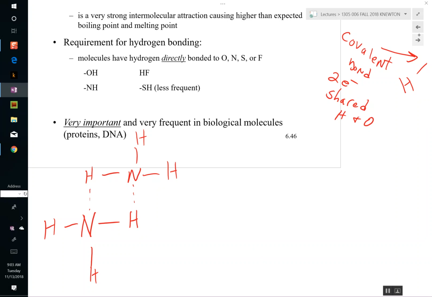Okay, molarity. Any questions about that? That's hydrogen bonding. So whenever you have a hydrogen on an oxygen, a nitrogen, a fluorine, or a sulfur, you can get hydrogen bonding.